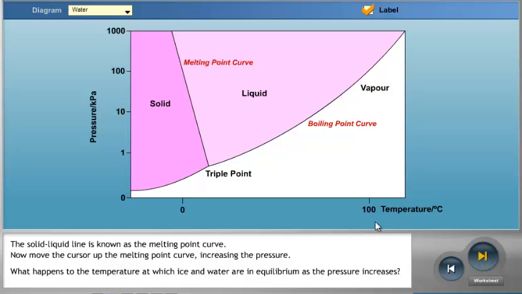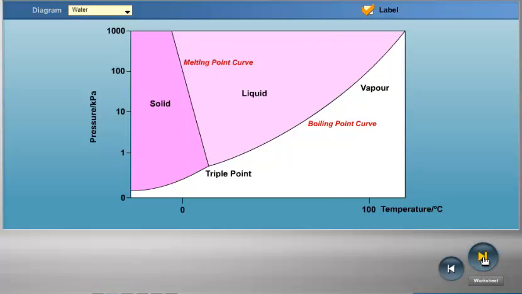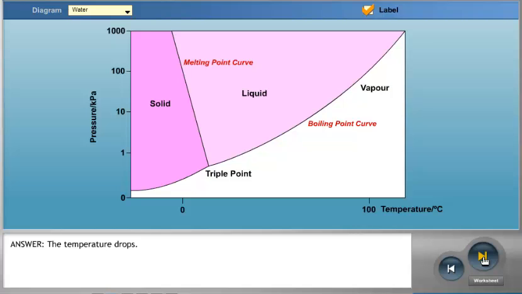Now move the cursor up the melting point curve, increasing the pressure. What happens to the temperature at which ice and water are in equilibrium as the pressure increases? Answer: the temperature drops. What effect does this have on the melting point of the ice? Answer: it will lower the melting point of ice.